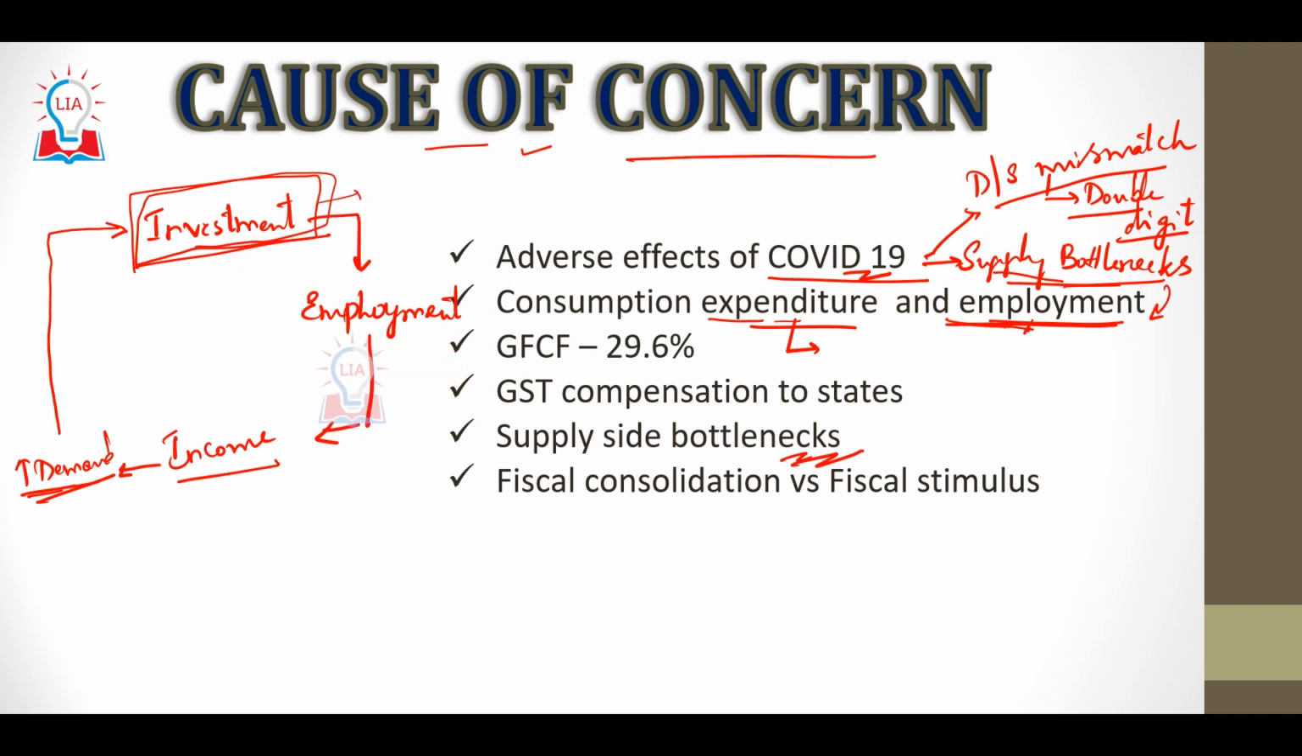If there is no investment, there is no employment, there is no income, there is no demand, and it reduces the investment further. This you call the vicious cycle. If any one part of this entire process is affected, it affects the entire economy.